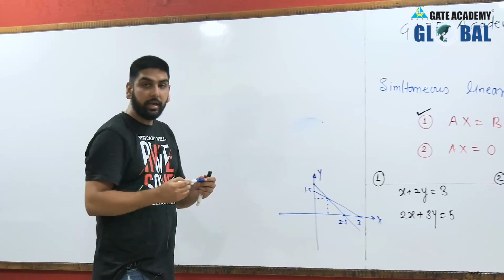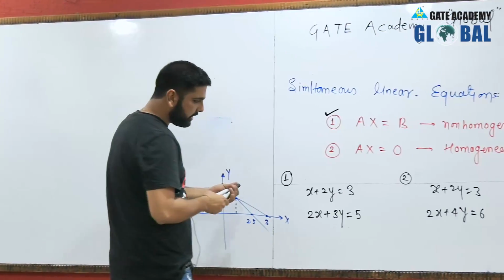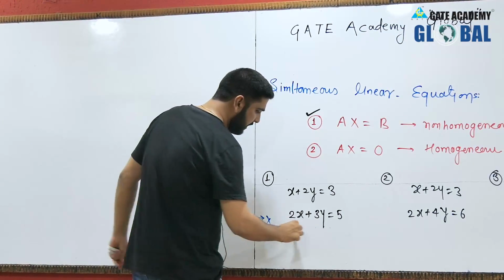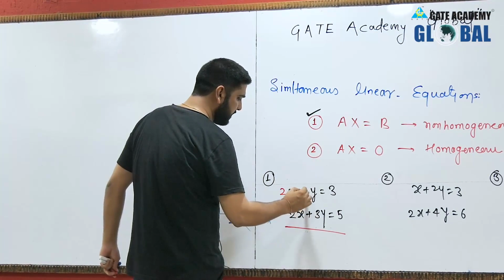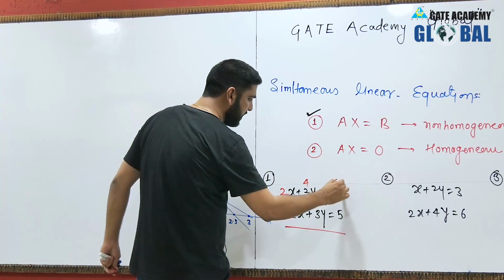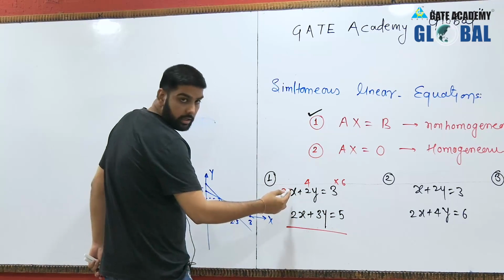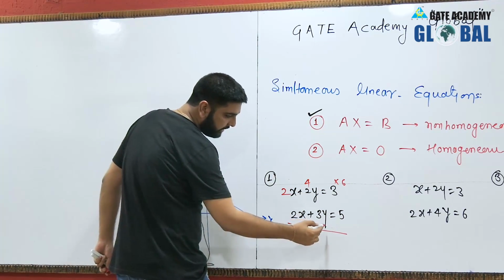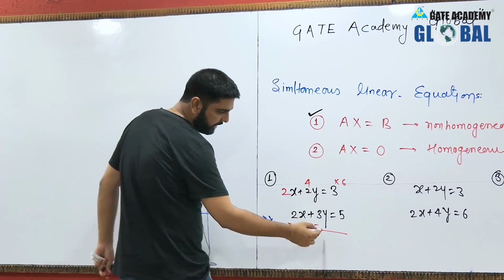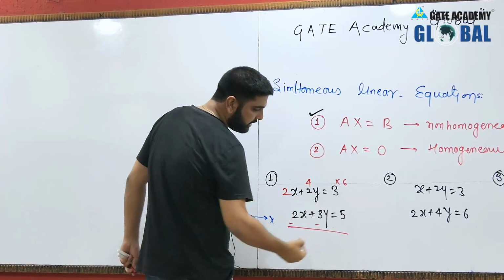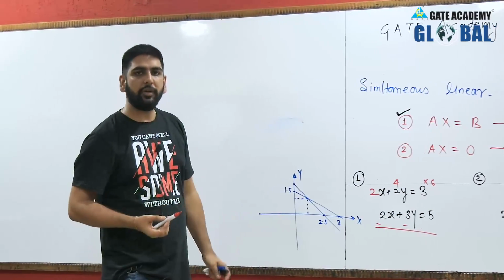Let us suppose this point is 1 and 1. If by elimination I want to solve, then we need to multiply by 2 here, so this value is 4 and this value is 6. Let's suppose we are subtracting this, then 2x cancels out, 4y minus 3y gives y, and 6 minus 5 is equal to 1, that means we have the value y is equal to 1.